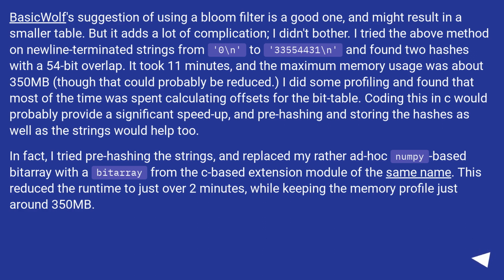I did some profiling and found that most of the time was spent calculating offsets for the bit table. Coding this in C would probably provide a significant speed up, and pre-hashing and storing the hashes as well as the strings would help too. In fact, I tried pre-hashing the strings, and replaced my rather ad hoc NumPy-based bit array with a bit array from the C-based extension module of the same name. This reduced the runtime to just over 2 minutes, while keeping the memory profile just around 350 MB.